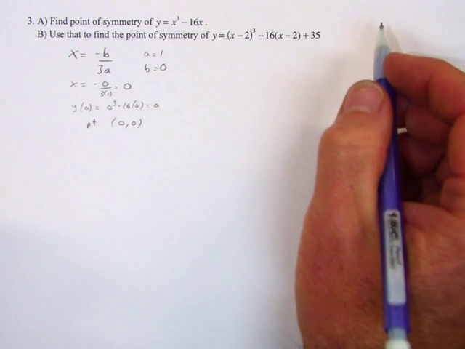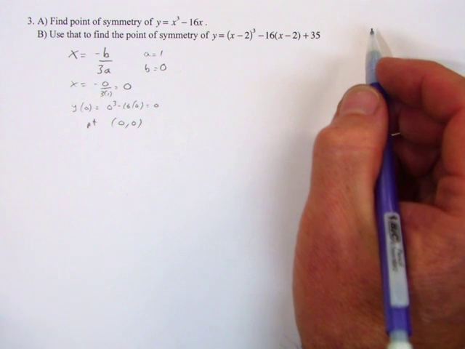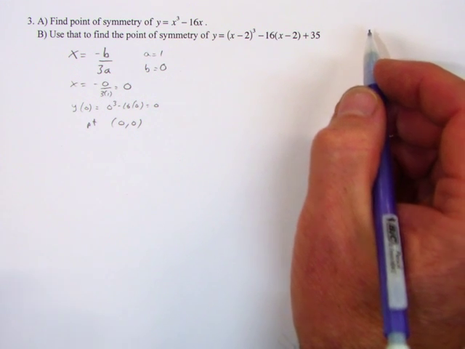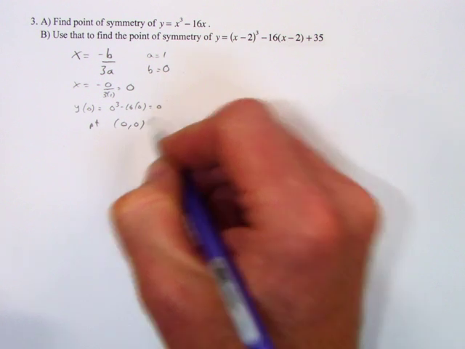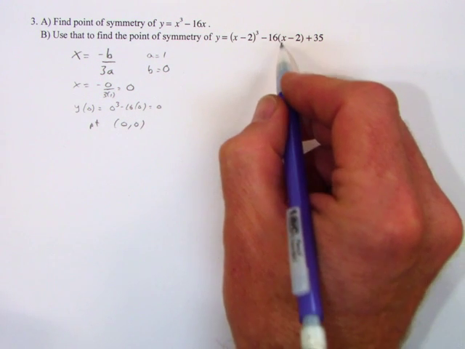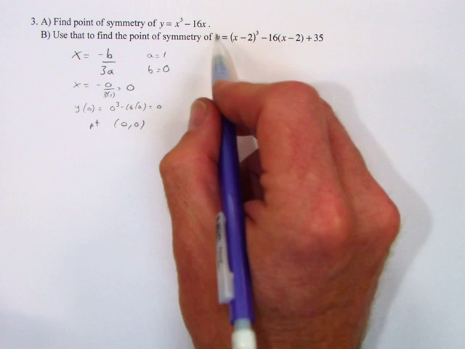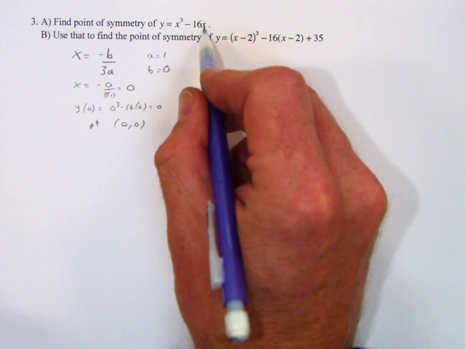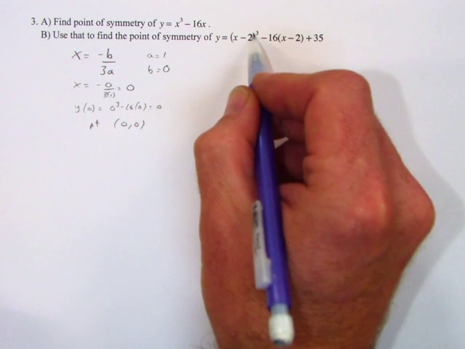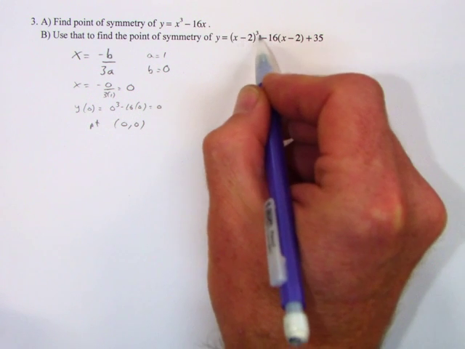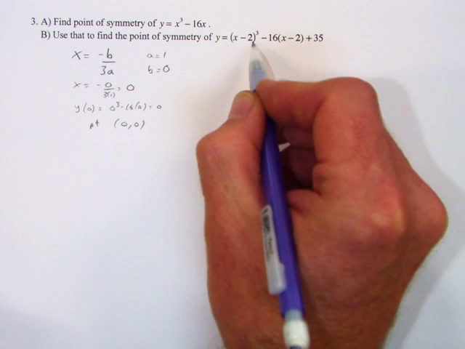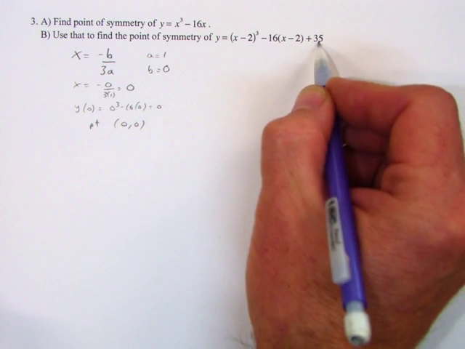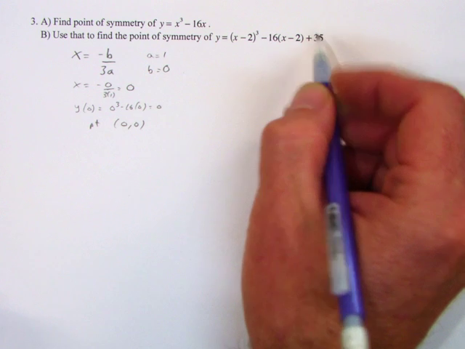Now, I'm asking you to do this without actually graphing this equation. So how can I use this now to find the point of symmetry of this equation? Let's compare these two. I have x cubed minus 16x, and over here I have this quantity cubed minus 16 times that same quantity, and then I'm adding 35 to it.